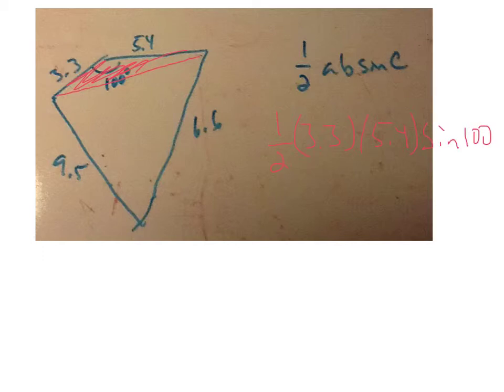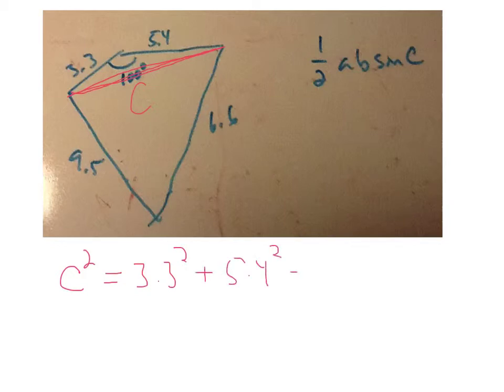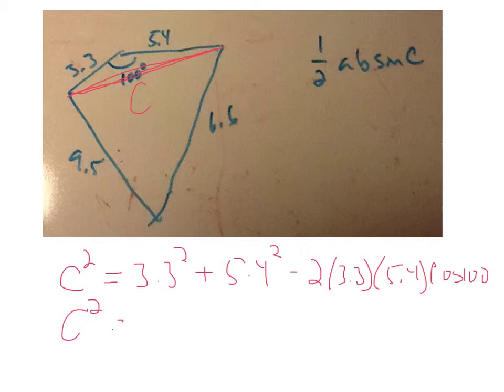Okay. So now we're going to find the length of this side. Well, this looks like a perfect law of cosines problem where that side is the side I'm looking for. So c squared equals 3.3 squared plus 5.4 squared minus 2 times 3.3 times 5.4 times the cosine of 100. I'm going to find that answer, take the square root, and that should be the length of that side.